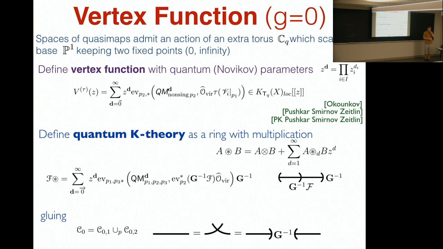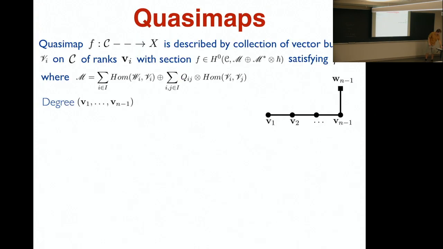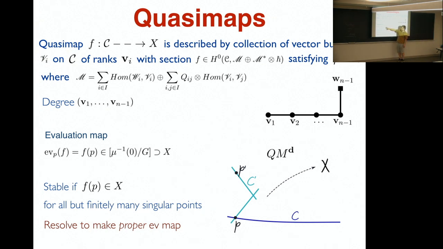But I can also just think of it as sections of the bundle that you presented, right? Yeah, that's right. How does that translate to just maps into some open subset of the variety? Well, you map to the quotient stack. But you want to map to X, right? So you need to exclude things that are not in X, and that is done by those stability conditions. So you get more than if I threw out all the singular points. That's right. You need to make them proper, there's some stabilization. Okay, we can talk about that.